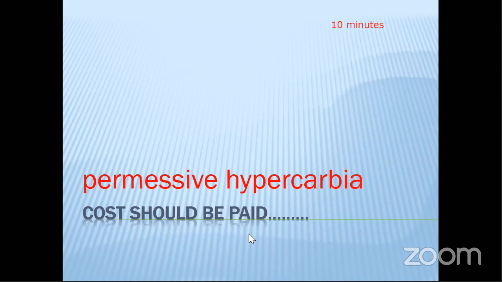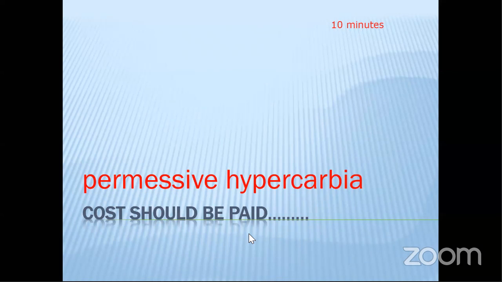So at what level should we accept the patient retaining CO2? Before, we accepted up to 7.25, but now we can go to a level of 7.18. So the target is not the level of CO2, the target is the pH. We can accept pH down to 7.18 for the sake of the lung protective strategy.